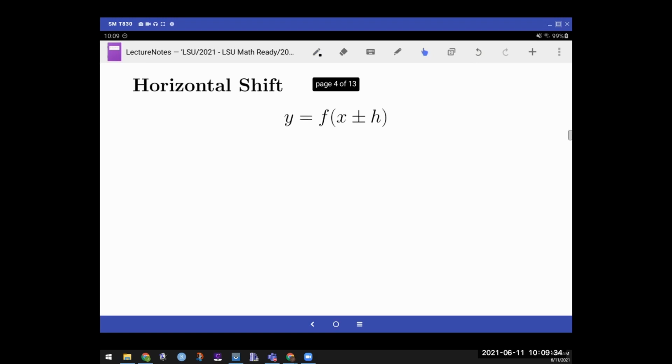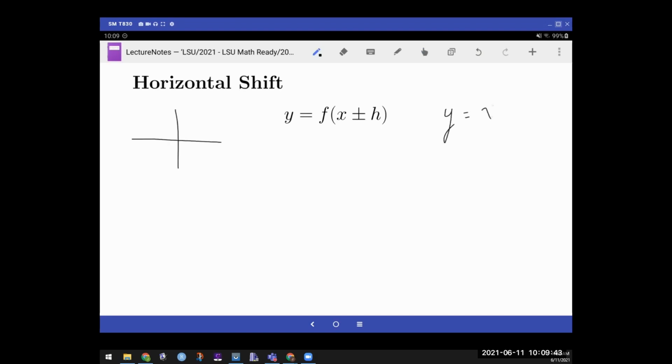Horizontal shift, you're going to change what happens inside of the function with x. So what does that mean? Start off with y equals x squared again.